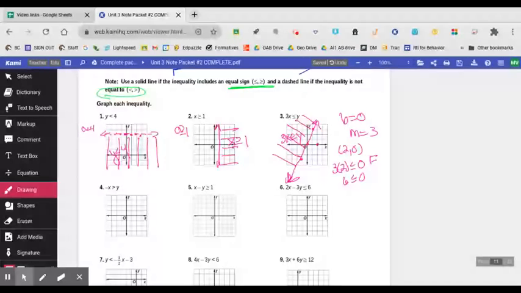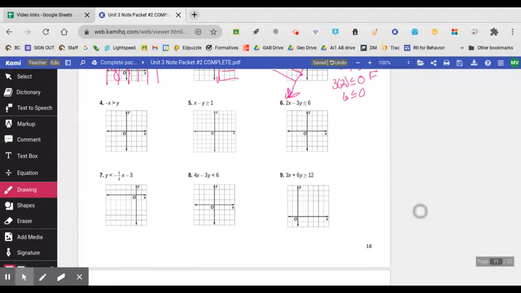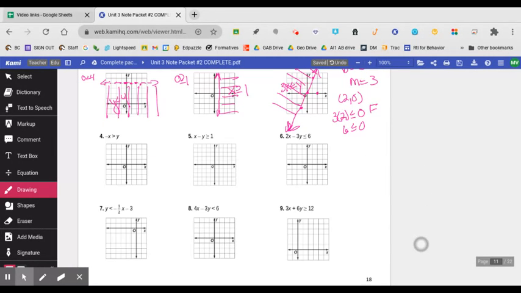Okay, so I want you to pause and graph the next 6 and come back and check.